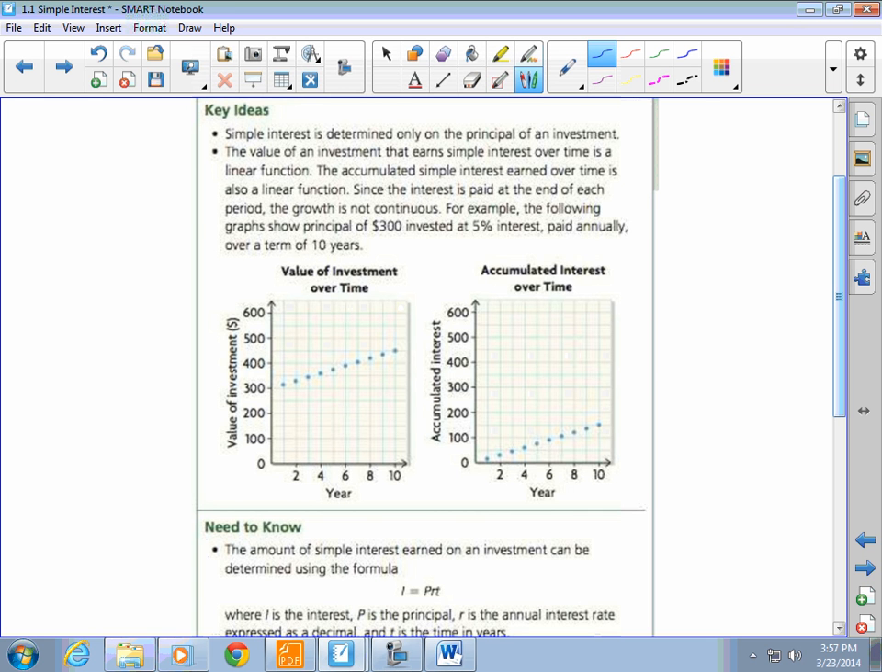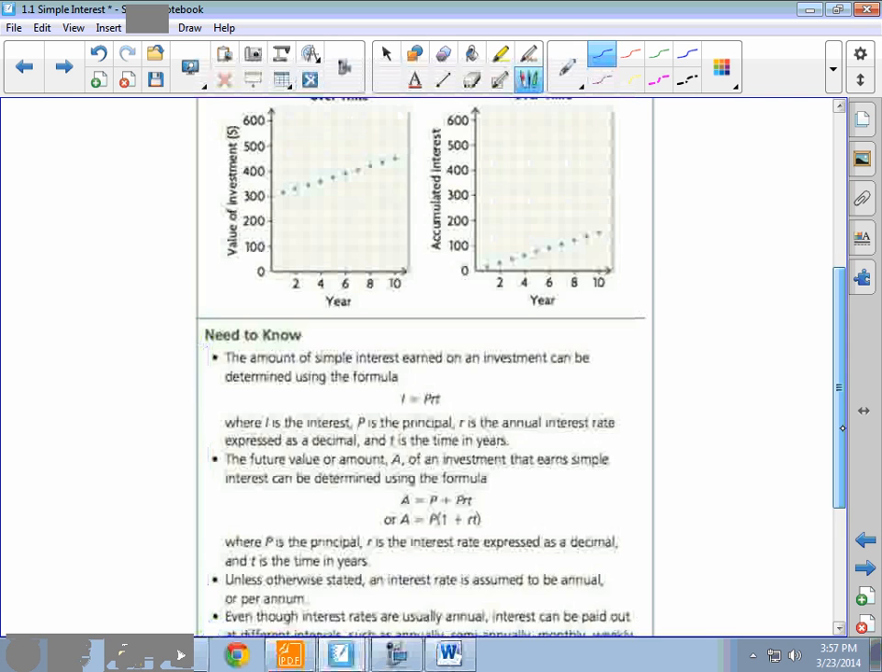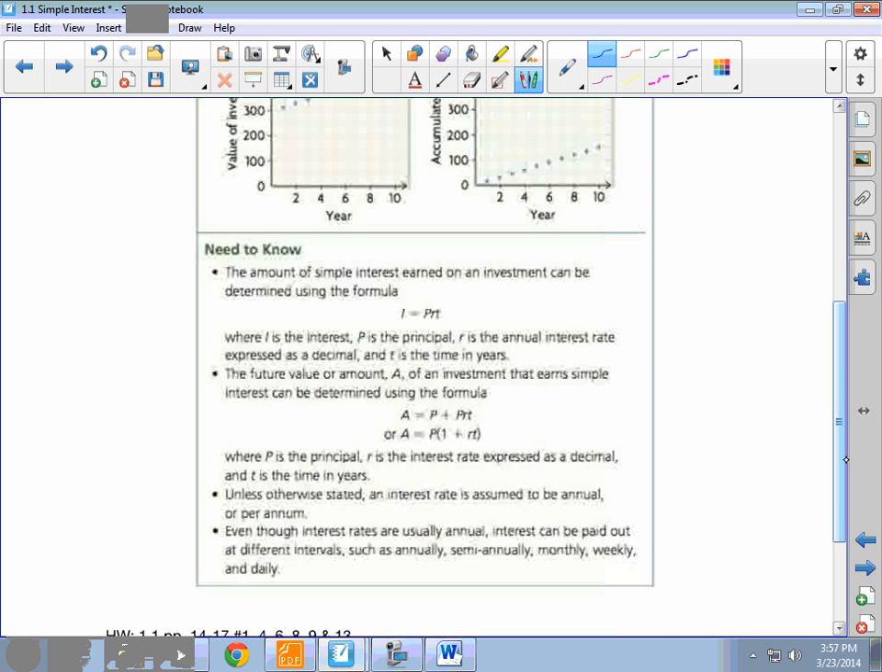So the amount of simple interest earned on an investment is just I is equal to PRT. Future value, or A, of an investment that's earning simple interest is just A is equal to P plus PRT, or A is equal to P times 1 plus RT. So it's the same thing, just depends what you're given and what you're trying to find out.